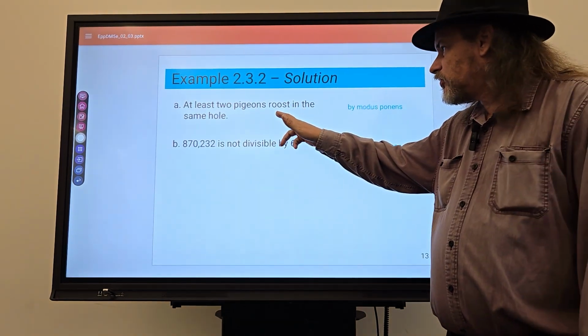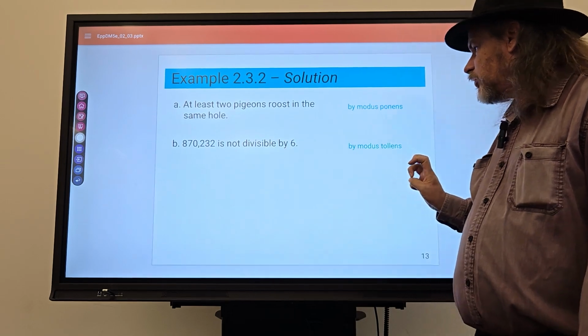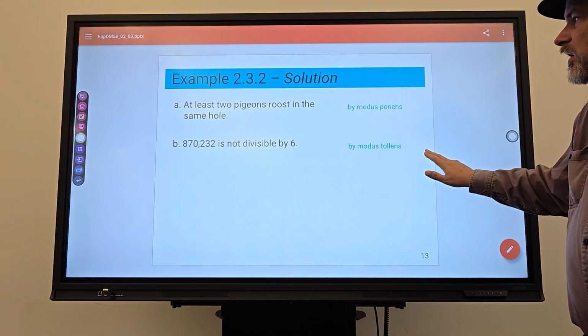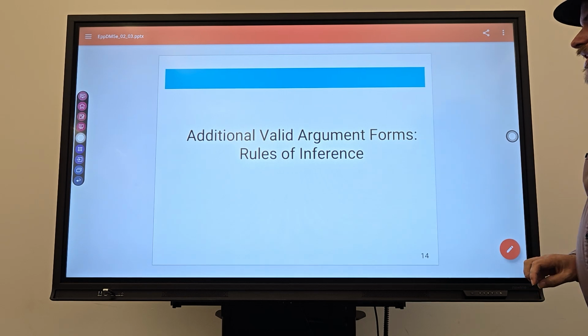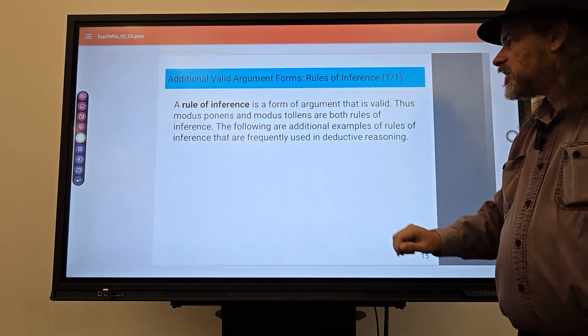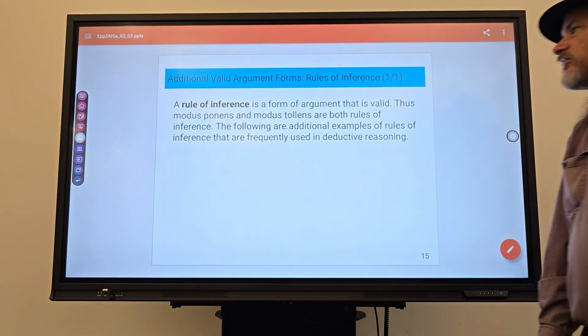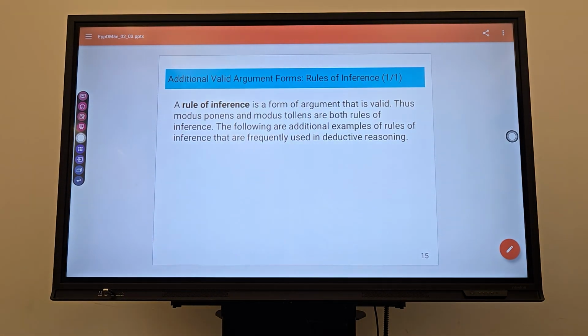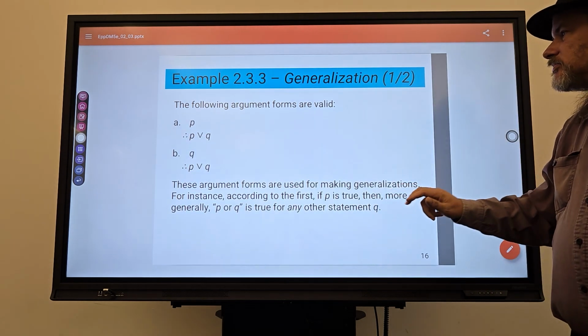So at least 2 pigeons roost in the same hole, and that number is not divisible by 6. Additional valid argument forms, various rules of inference. All right. A rule of inference is a form of argument that is valid. Modus ponens and modus tollens are both rules of inference. Some more examples of rules of inference are to follow.